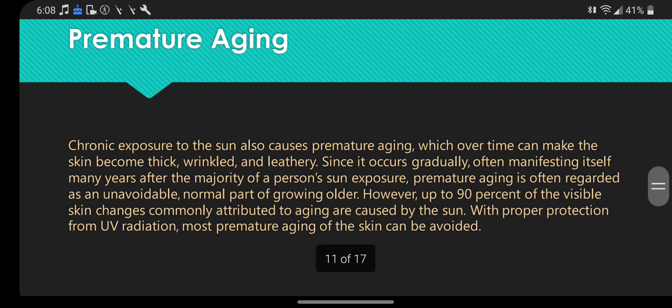Premature aging. Chronic exposure to the sun also causes premature aging, which over time can make the skin thick, wrinkled, and leathery. Since it occurs gradually, often manifesting itself many years after the majority of a person's sun exposure, premature aging is often regarded as an unavoidable, normal part of growing old.